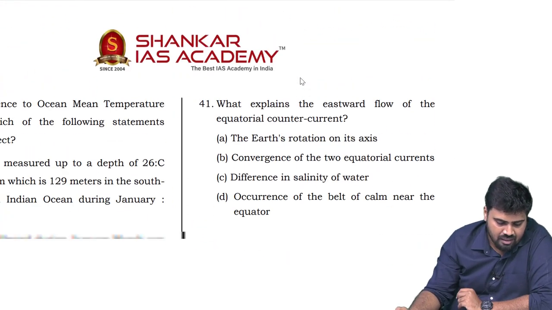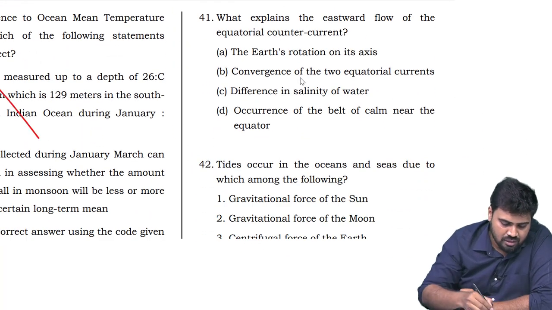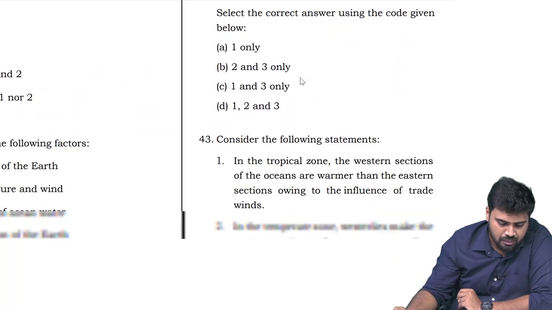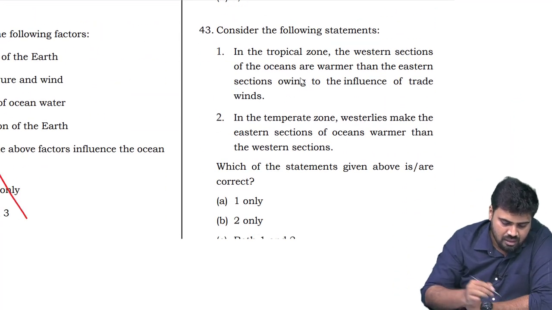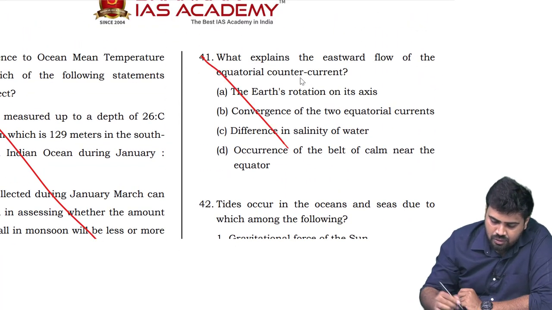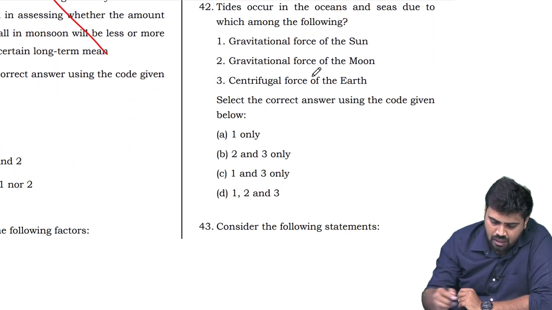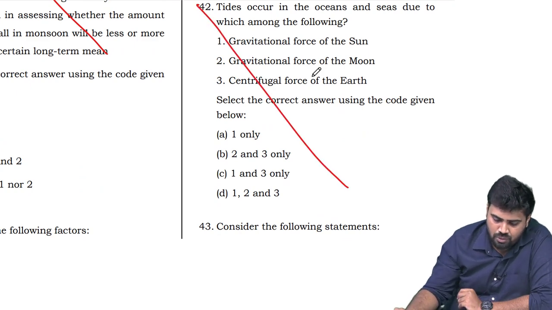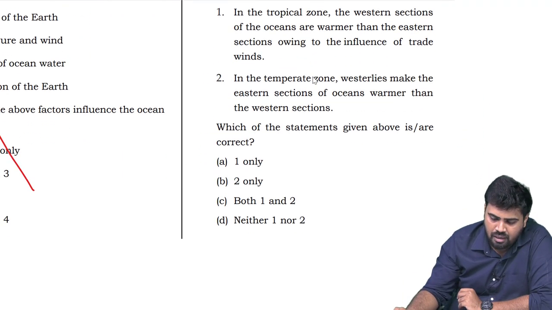38, option D. 39. Actually, this question is repeated. We have discussed ocean mean temperature, and we have discussed factors influencing ocean currents, and we have discussed the equatorial counter current also, and now we have discussed tides. So these four questions are repeated, so we are skipping them.